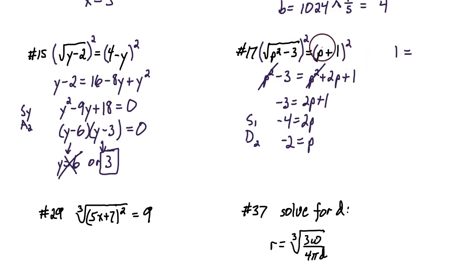Now on the right side, when you put in negative 2 for p, we get negative 2 plus 1 makes negative 1. Those are not the same, so this answer does not work. We have to say empty set.